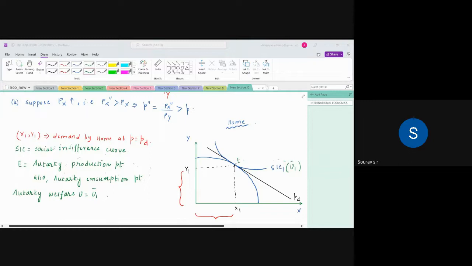So this is the part that we wanted to add on today: how we are going to analyze trade when it comes to more than one commodity. We are going to use the PPF and the social indifference curves. And now we will be talking of the relative price and not the absolute price. That's it for today. Okay, Pracheta, is this fine?